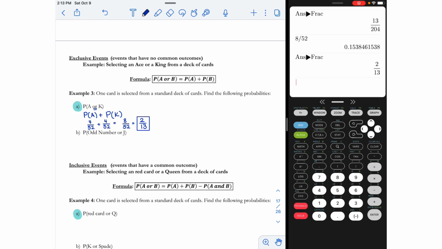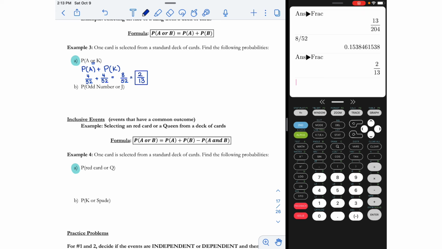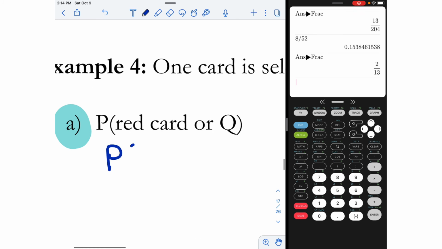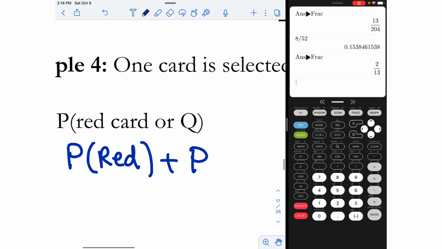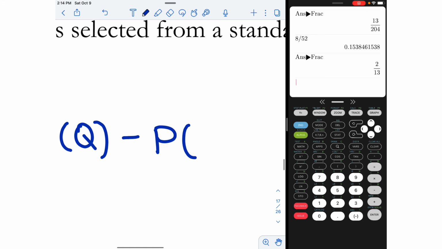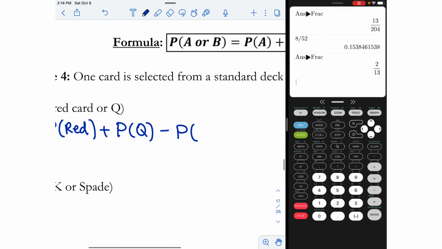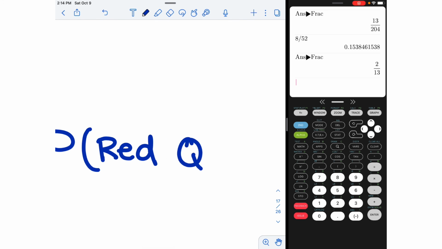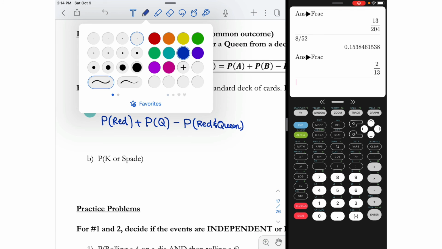There's no overlap. Inclusive events have a common outcome. So this example says the probability that I get a red card or a queen. So it's the probability that I get a red plus the probability that I get a queen, but I have to subtract the intersection, which we've talked about, the intersection, in other words, the overlap. So I want to subtract the probability of getting a red queen. Red and queen.